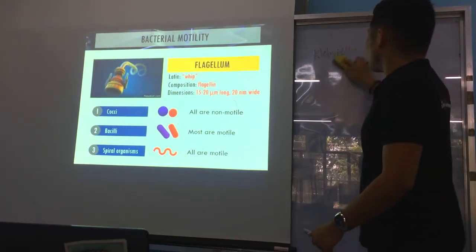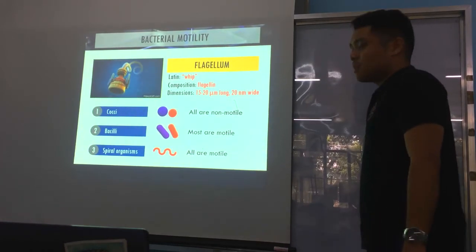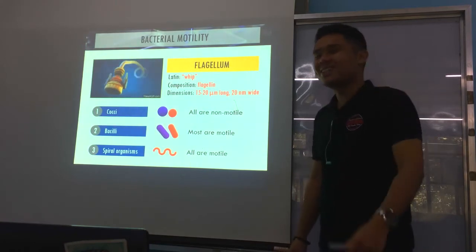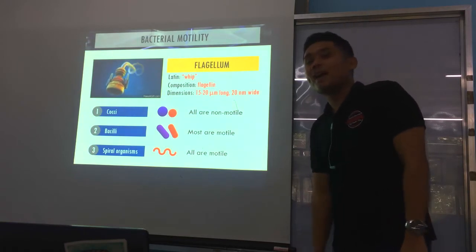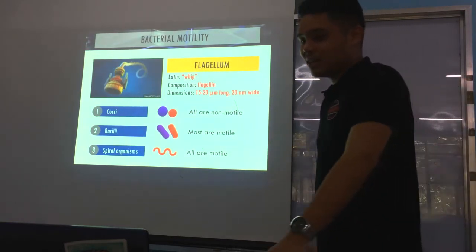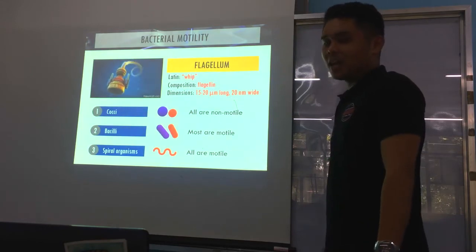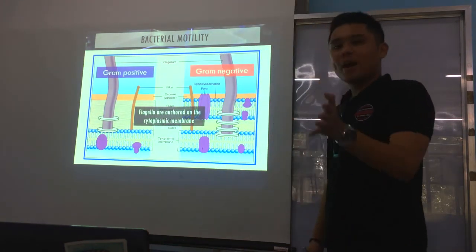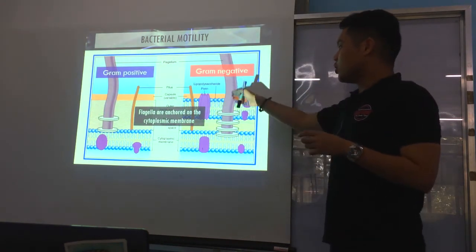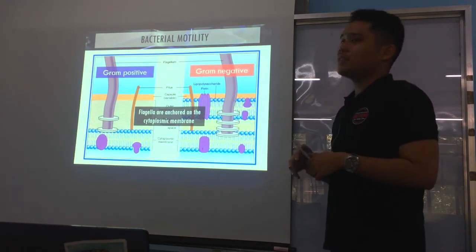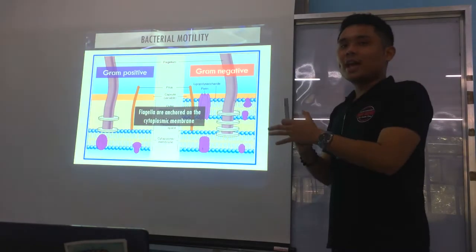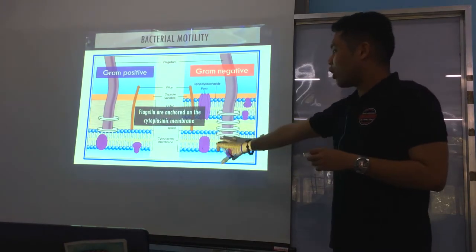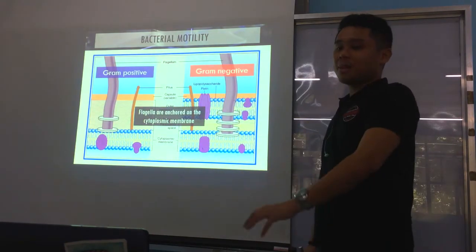And for spiral organisms, your spirochetes, of course, they're all motile. For the spirochetes, you have BLT, right? Borrelia, Leptospira, and Treponema. So that's the initial introduction to bacterial motility. As you can see, whether gram positive or gram negative, your flagellum or flagella are anchored on the cell membrane. This makes sure it attaches strongly, and in a way helps in the propelling or movement of your flagella. It is anchored on the cytoplasmic membrane, whether gram positive or gram negative.